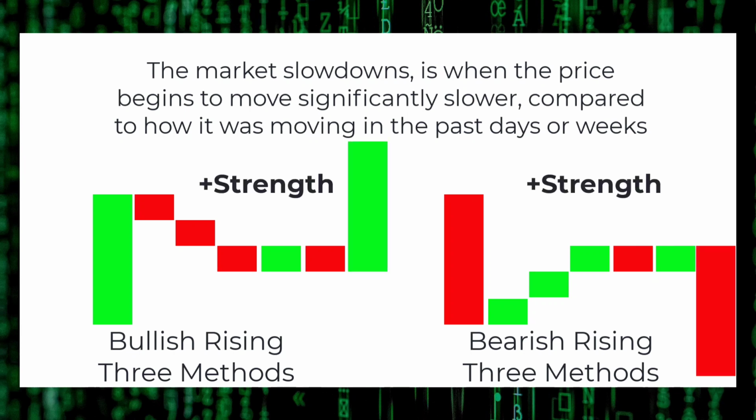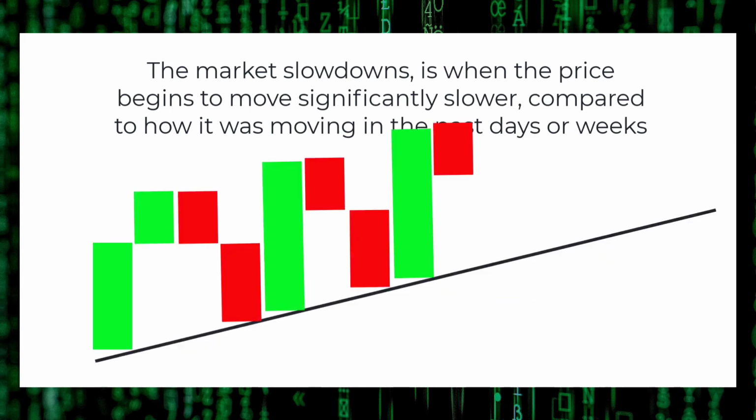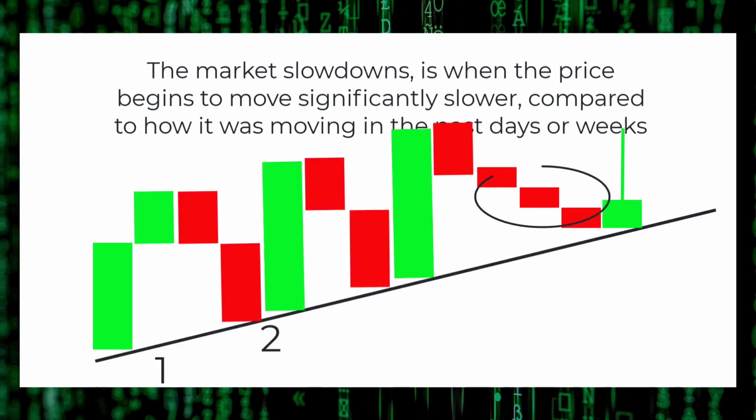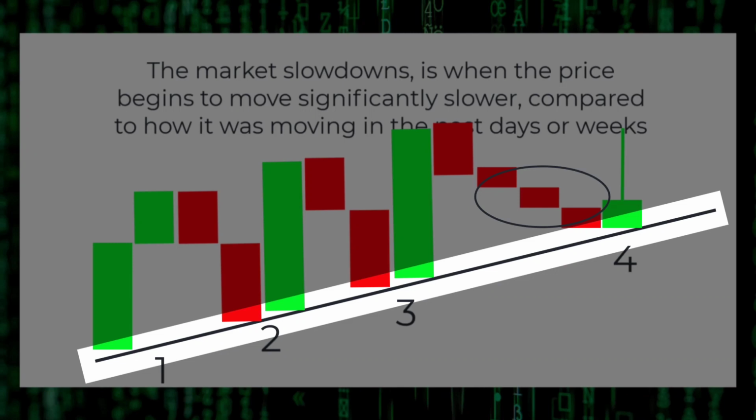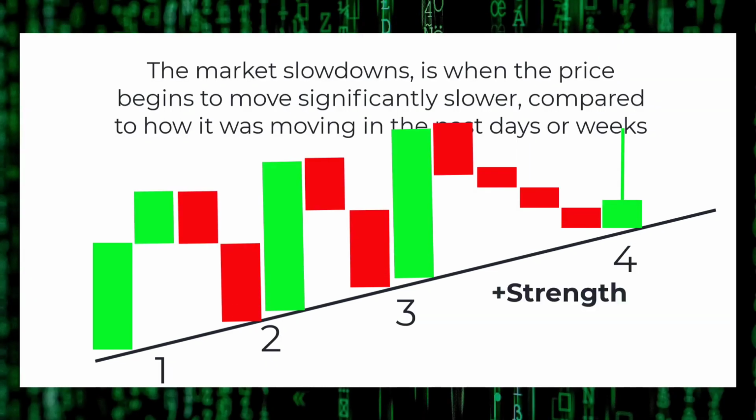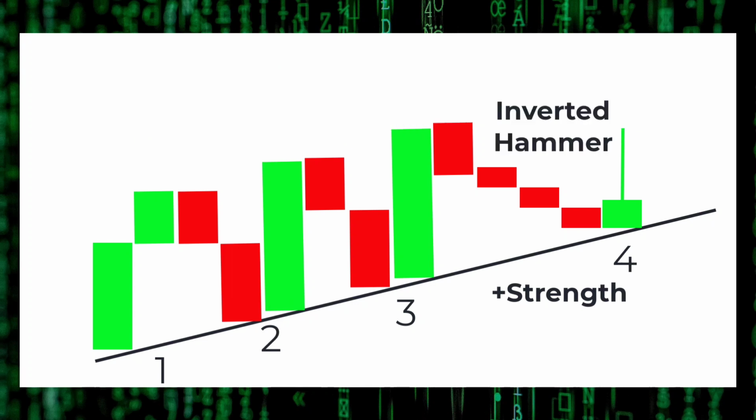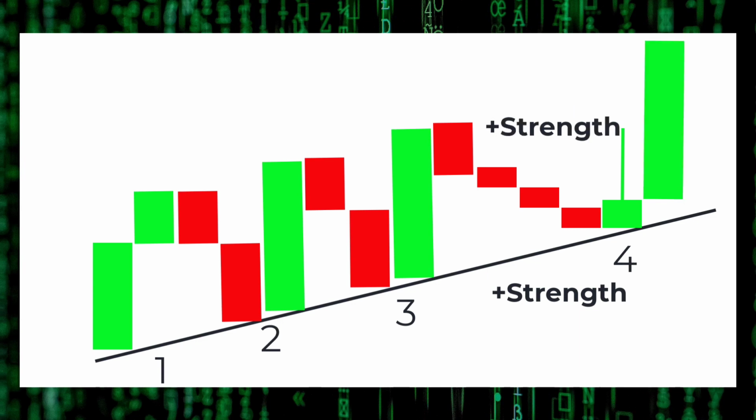Finally, a slowdown before retesting a trend line for the 4th time means that the market has recognized the trend line, and that should add strength to the trend line. And as a result, any candlestick pattern that forms after the price slows down and touches the trend line for the 4th time will gain strength and become stronger.